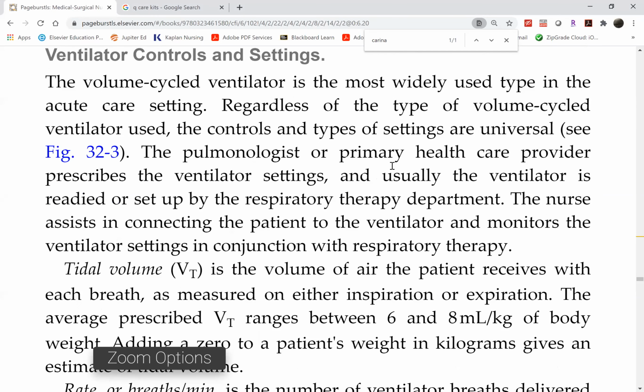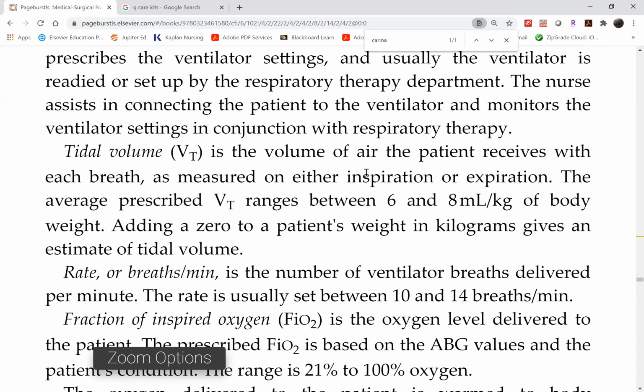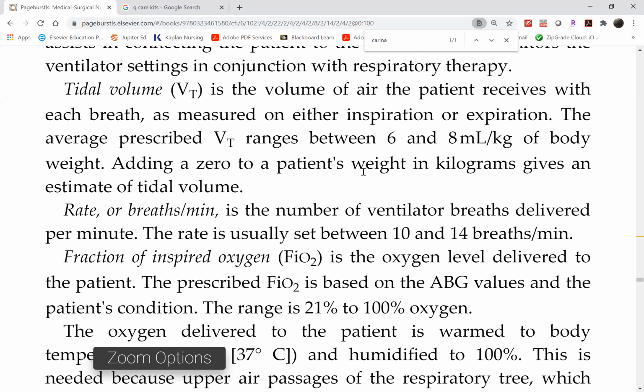All right, settings. So you have a ventilator. There are settings in there. Let's start with the tidal volume. The vent has to know how much breath you want me to give this patient. So the formula is, most hospitals use the weight, 6 to 8 mLs per kilogram of body weight.